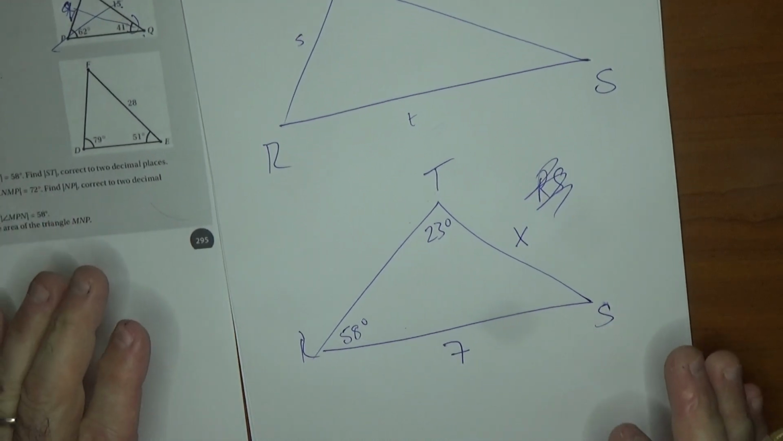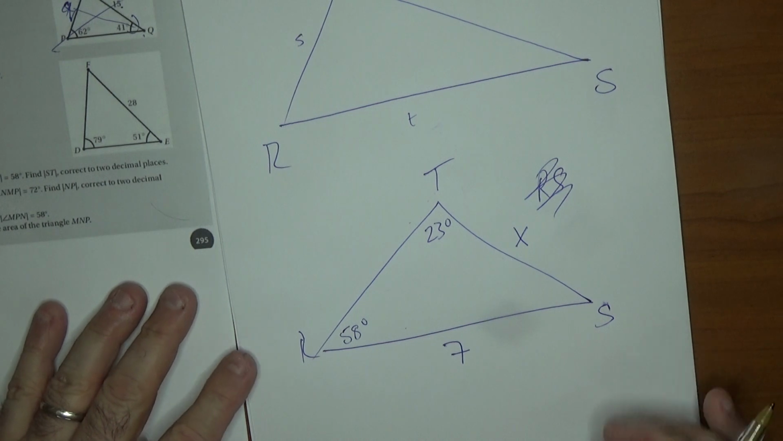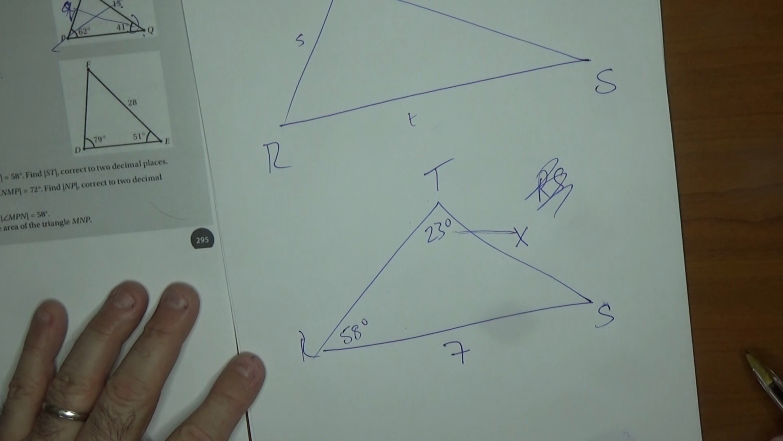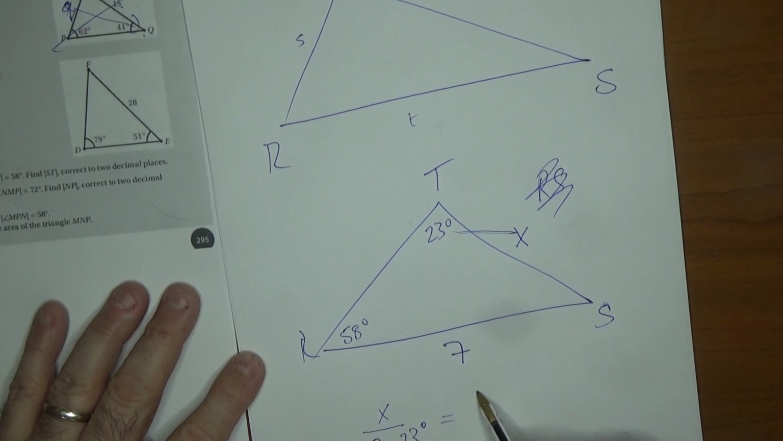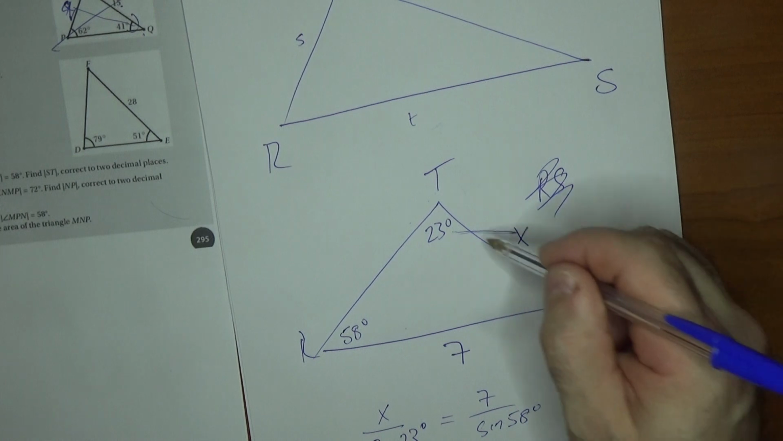So now, try and apply what I was telling you. So basically, what I'm going to say is x over sine of 23 degrees equals 7 over the sine of 58 degrees. They go together.